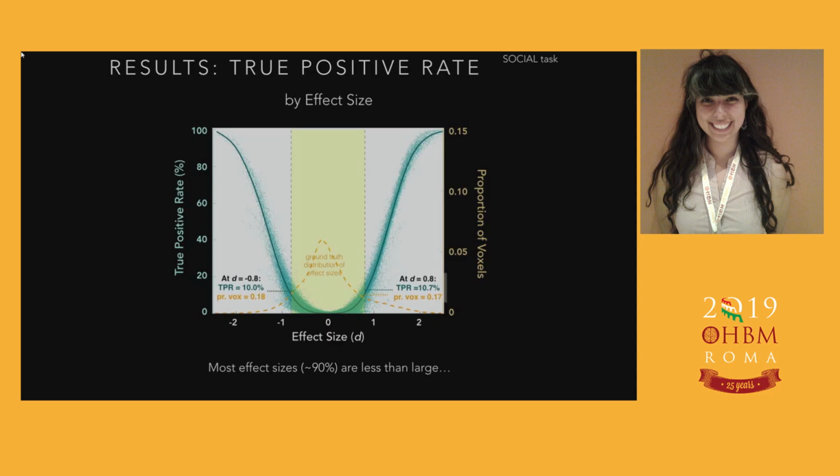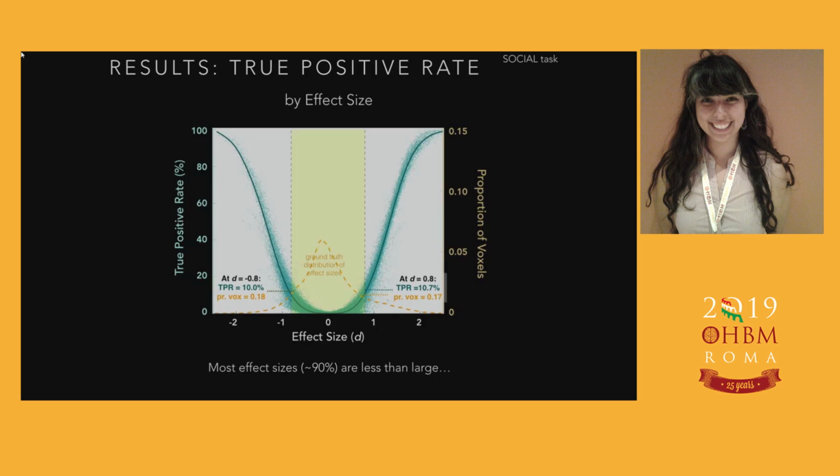So for the social task, which is what I'm showing here, the true positive rate tends to be 10% at a large effect size, which is a big deal because if we were doing just a single region analysis where we didn't have to do any control for multiple comparisons, using this one-sided test, we'd achieve a true positive rate of about 96%. So we're going from 96% without any correction, if we were just doing a single region, to 10%. And that's quite a loss of power, especially for a large effect size, especially given that most effects are below this region.